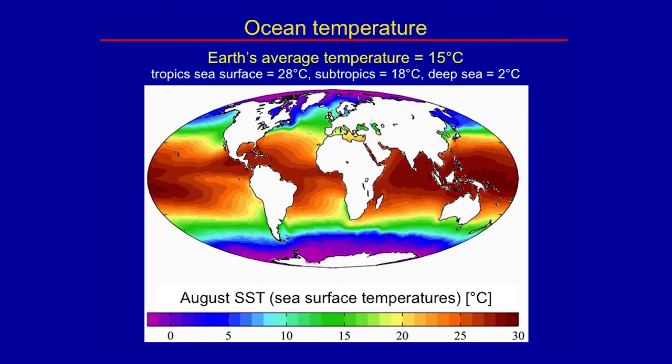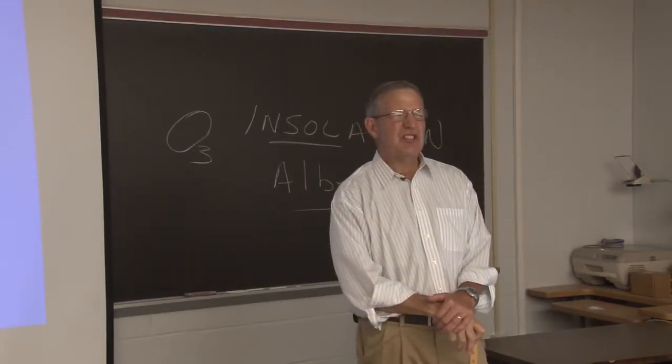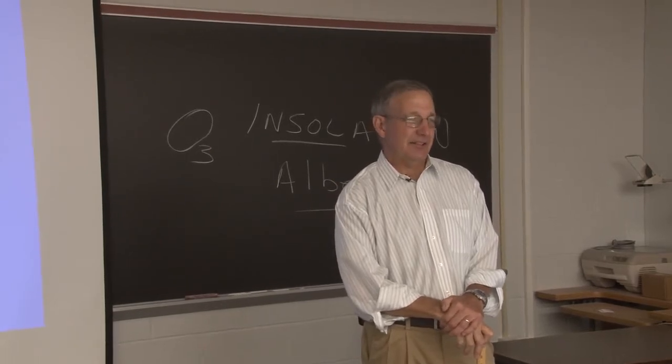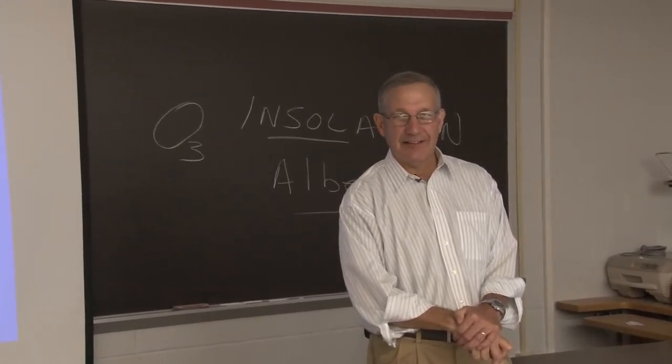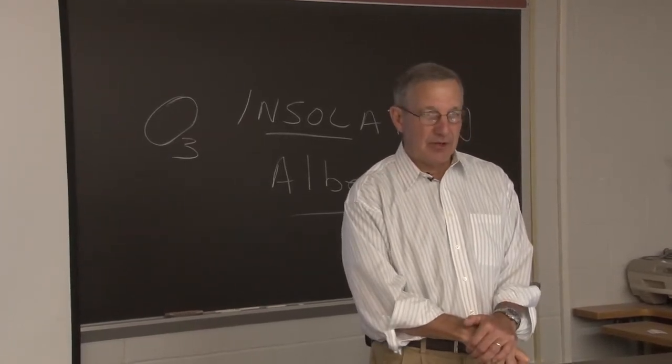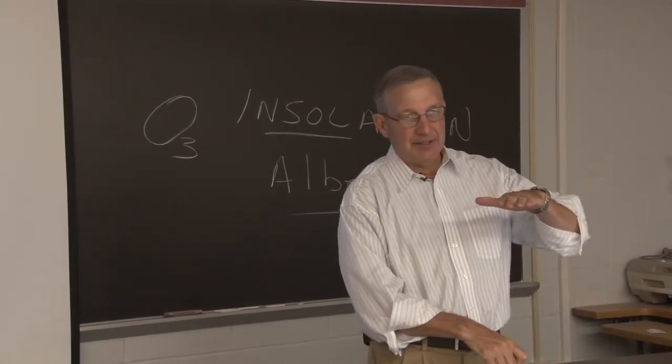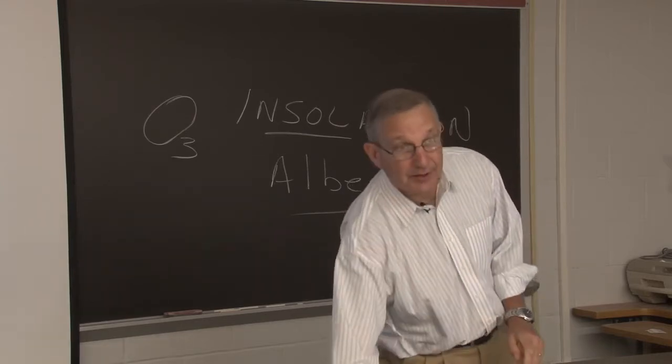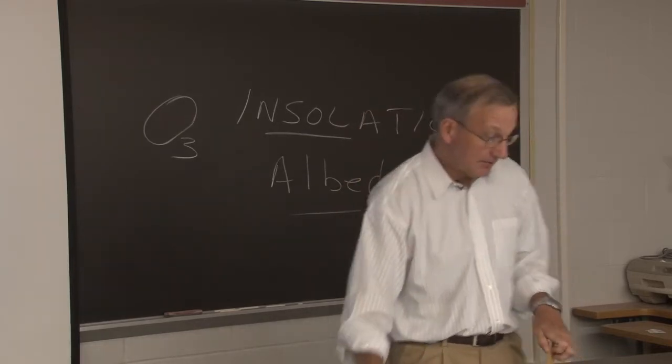If you've ever been to Bermuda in the winter, the water's a little chilly. It's 18 degrees Celsius. It's about 64 degrees Fahrenheit. Now you can go swimming, but it's a little chilly. And that marks the subtropics. And that's the northern limit of reef growth. You don't get reef growth north of the Bahamas.